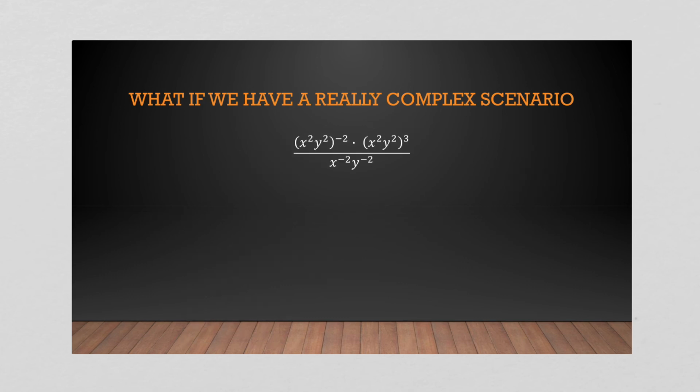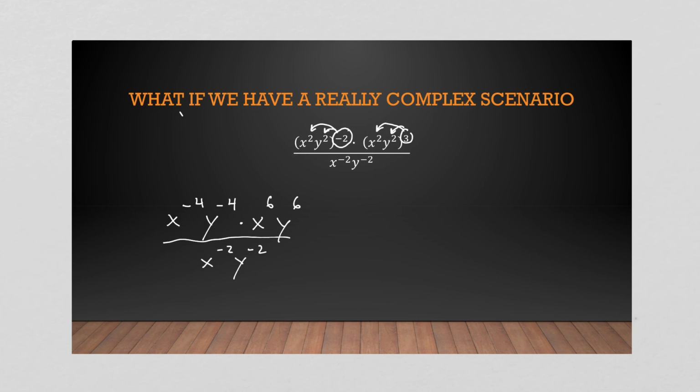So here's the last one here. Now again, if you have exponents outside, you've got to multiply them in. So multiply in, multiply in. This one here is going to multiply in, multiply in. So we're going to get x to the negative 4, y to the negative 4 times x to the 6, y to the 6, all over x to the negative 2, y to the negative 2.